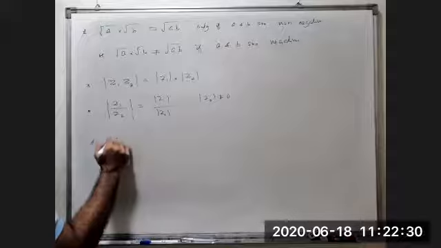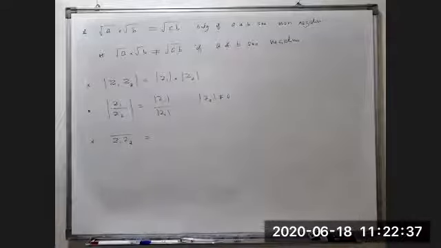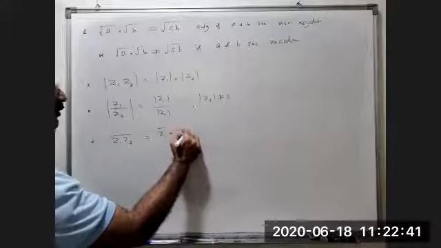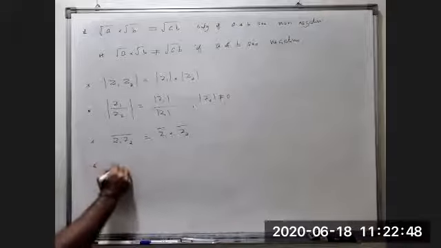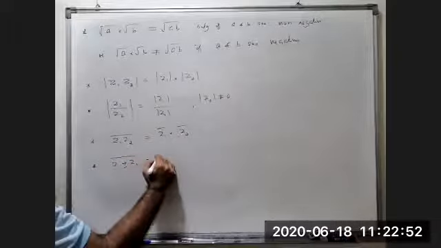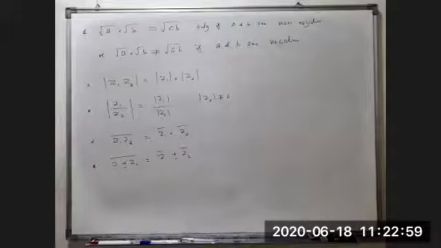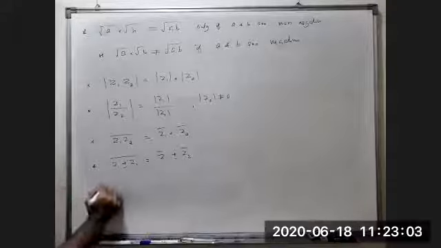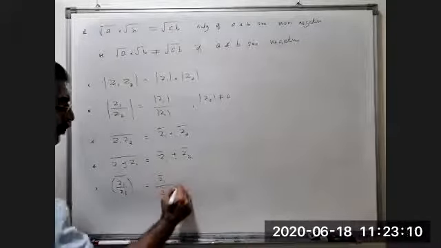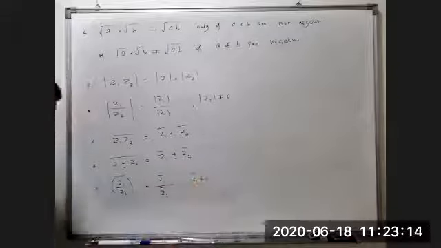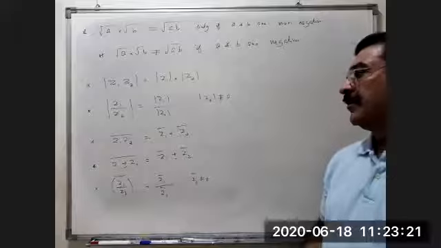Similarly, the conjugate of a product. The conjugate of Z1 into Z2 will be Z1 bar into Z2 bar. Similarly the conjugate of the sum of Z1 and Z2 will be Z1 bar plus Z2 bar. And Z1 by Z2 the whole bar is Z1 bar by Z2 bar. Here also it is like real numbers only.